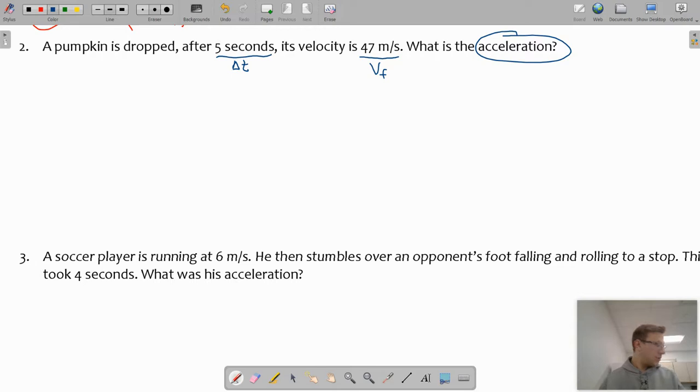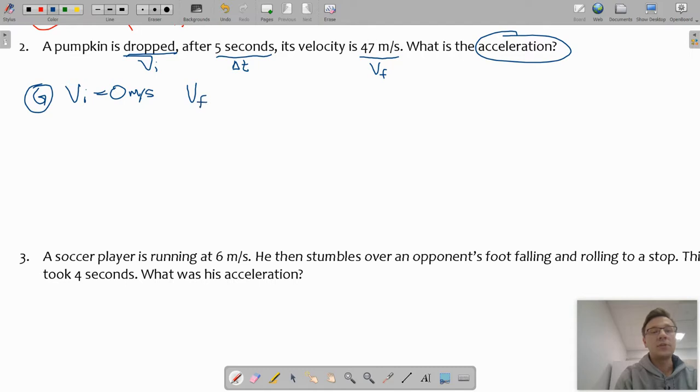Now, I want you to think about this. If I take something and I drop it, what is the initial velocity of this object? Well, it's 0, right? It's not moving, and then it drops, right? So when we see that it says a pumpkin is dropped, we know that that's going to infer that our initial velocity is 0, okay? So when we write out our givens, we need to actually write that down. We're going to write the initial velocity of the object is equal to 0 meters per second because it's stationary before it moves. The final velocity is equal to 47 meters per second.